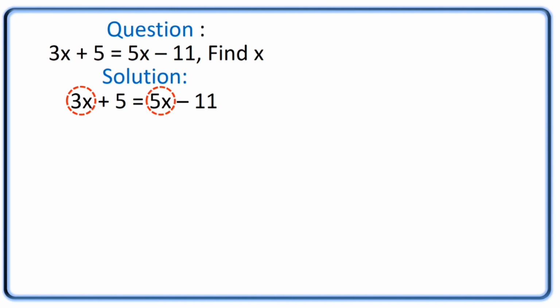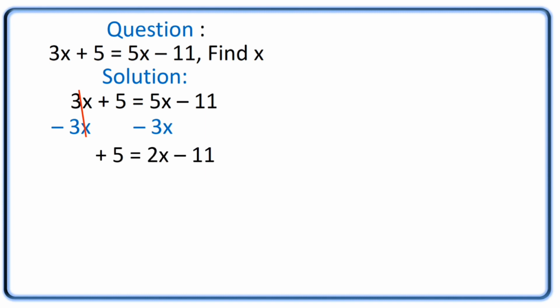Compare both the left hand side and the right hand side. Here 3x is on the left hand side and 5x is on the right hand side. Compare these two. Which one is the smallest one here? That is 3x. Take minus 3x on both sides. Plus 3x and minus 3x get cancelled.